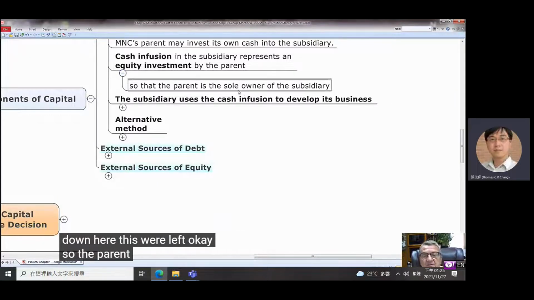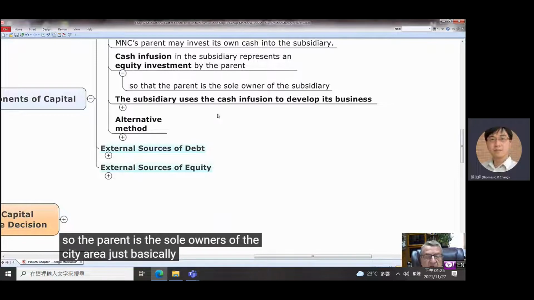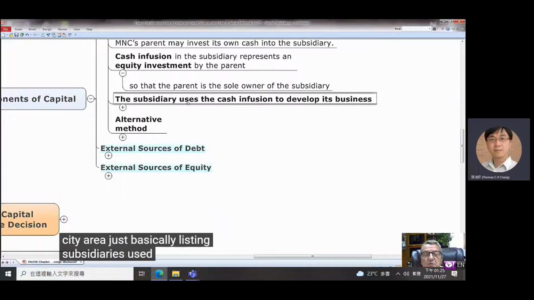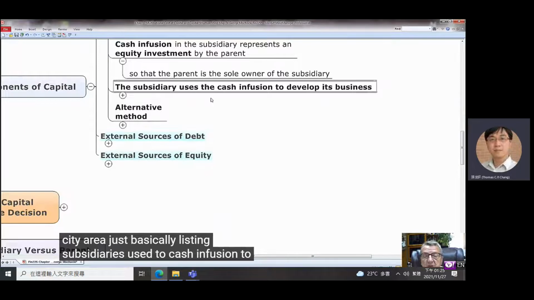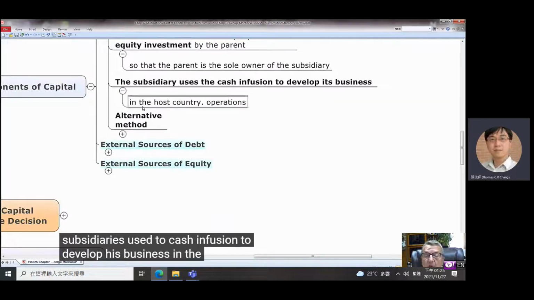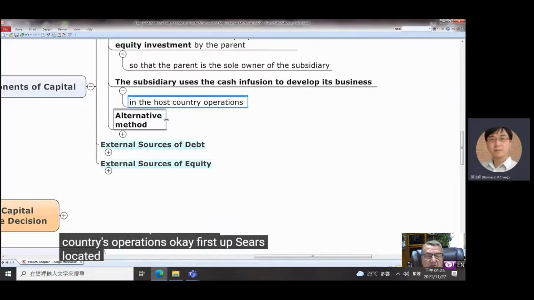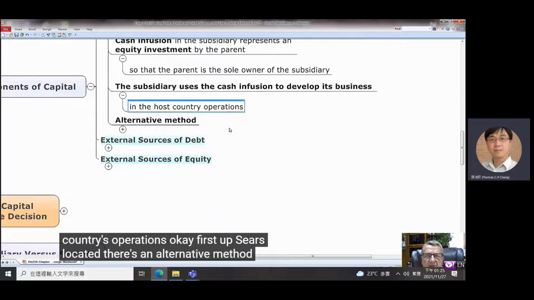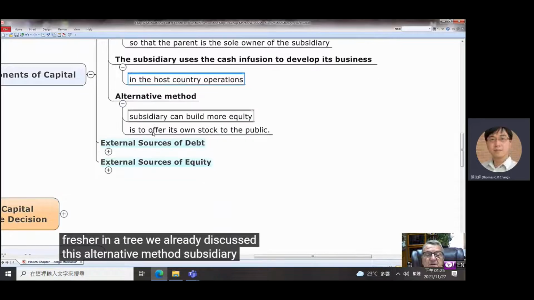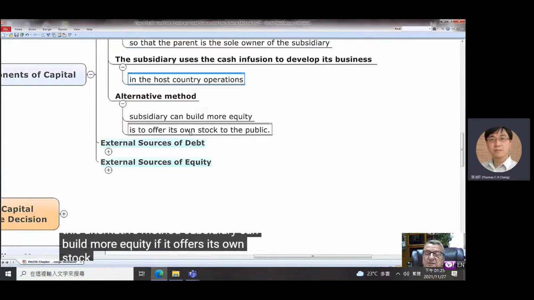Okay, so the parent is the sole owner of the subsidiary. That's basically what it's saying. Subsidiaries use the cash infusion to develop their business in the host country, where the subsidiary is located. Here's an alternative method. Remember, I'm not getting into it, I'm just refreshing it. We already discussed this. Alternative method: a subsidiary can build more equity if it offers its own stock to the public.